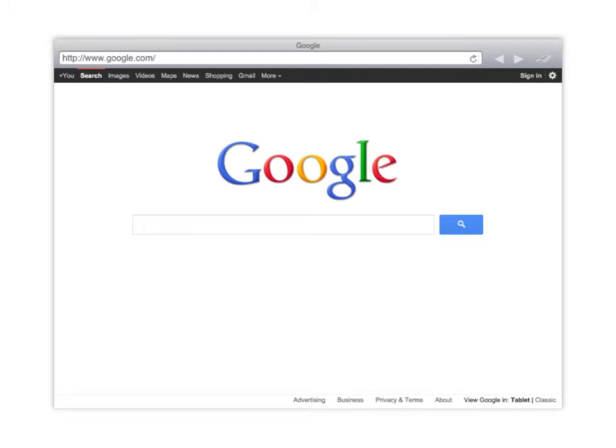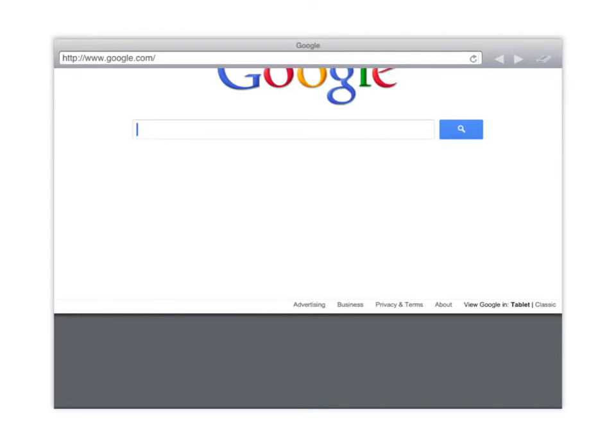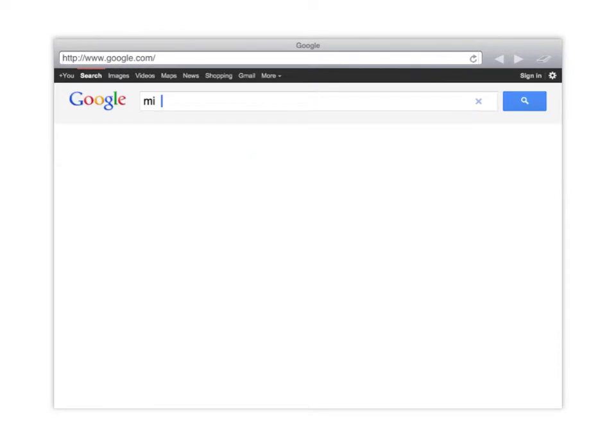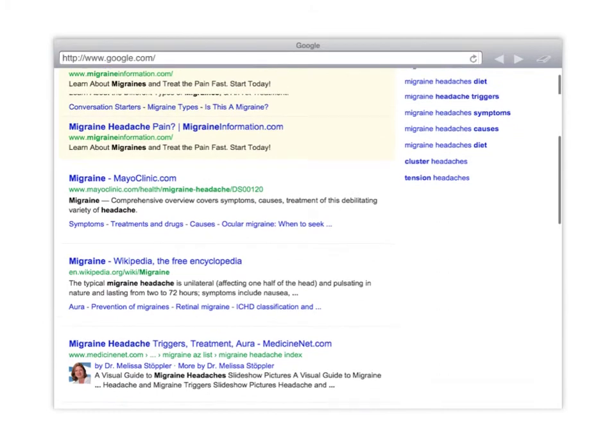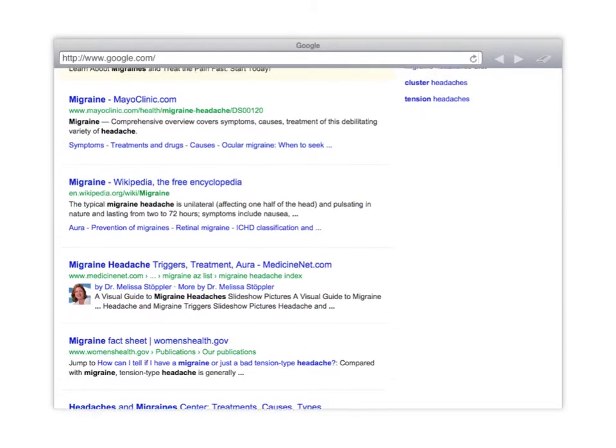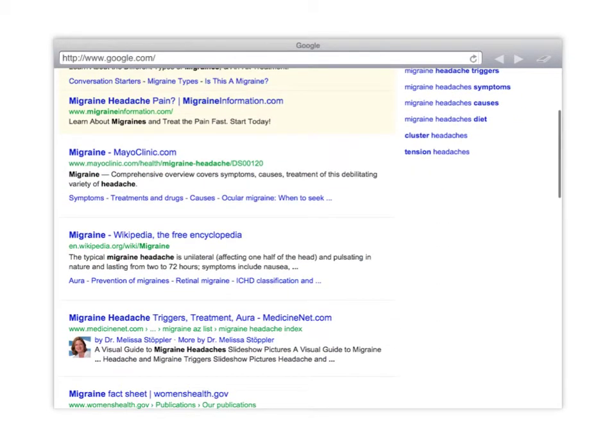I want us now to look at an example of source evaluation using internet search. So let's search for a common subject. Let's go over migraine headaches. So we have a number of results here. Let's just start with the first one, the migrainemayoclinic.com.